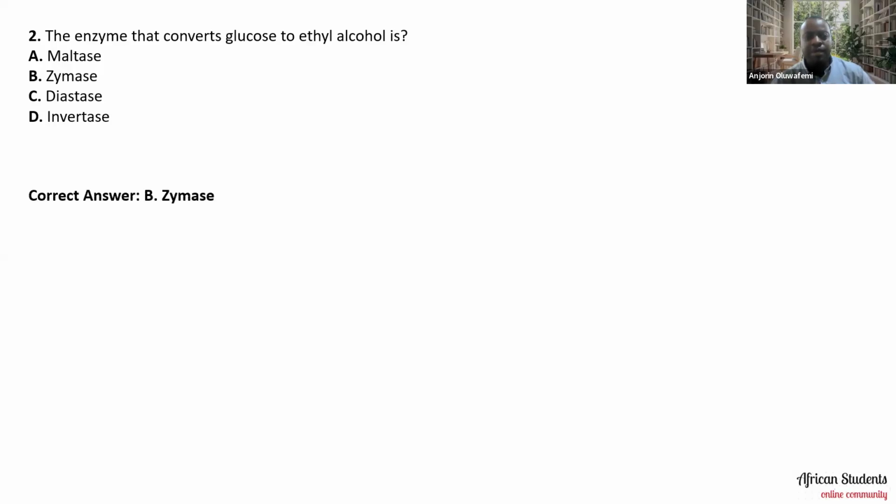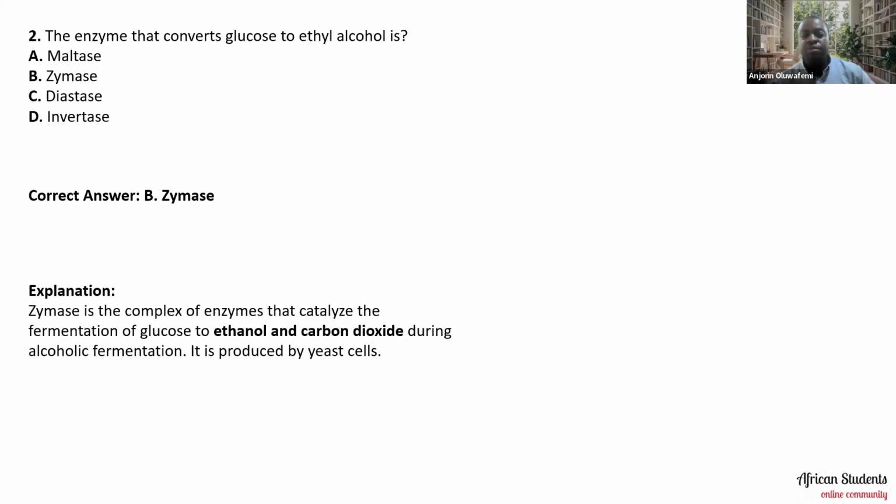Okay. This one says that the enzyme that converts glucose to ethyl alcohol is it maltase? Is it zymase? Is it diastase or invertase? And the answer is zymase. The reason is basically zymase is the complex of enzymes that catalyze the fermentation of glucose to ethanol and carbon dioxide during alcoholic fermentation. It is produced by yeast cells. So that's that for that.